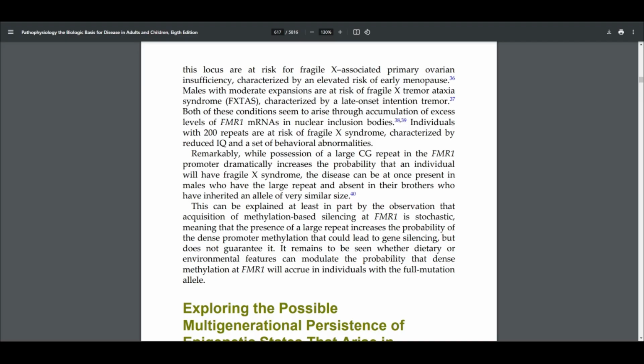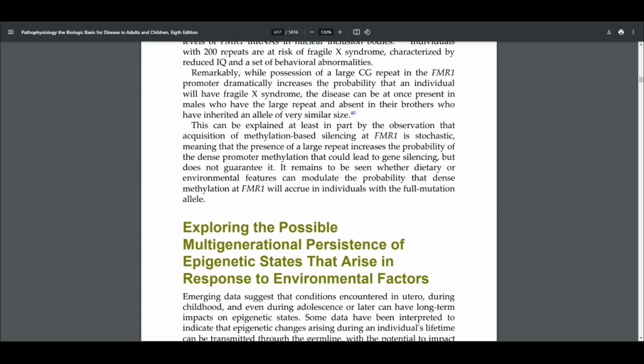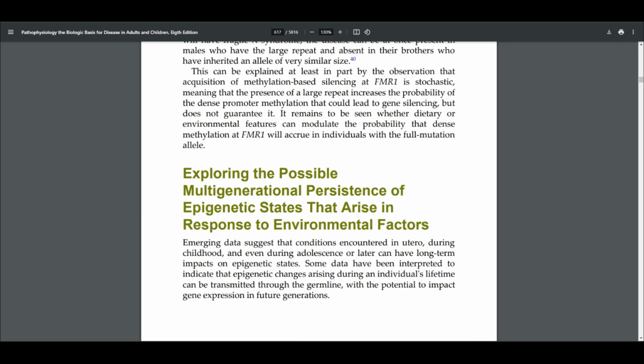Individuals with 200 repeats are at risk of Fragile X syndrome, characterized by reduced IQ and a set of behavioral abnormalities. Remarkably, while possession of a large CG repeat in the FMR1 promoter dramatically increases the probability that an individual will have Fragile X syndrome, the disease can be present in males who have the large repeat and absent in their brothers who have inherited an allele of a very similar size.